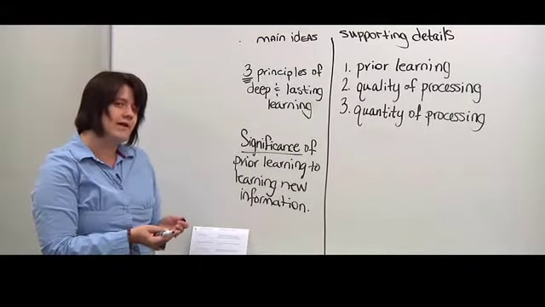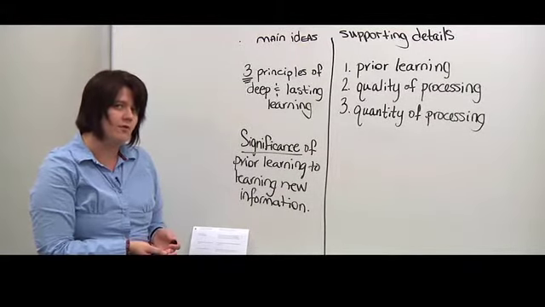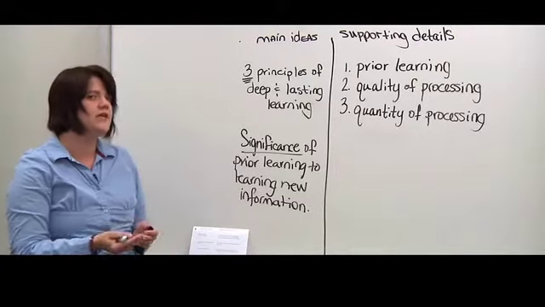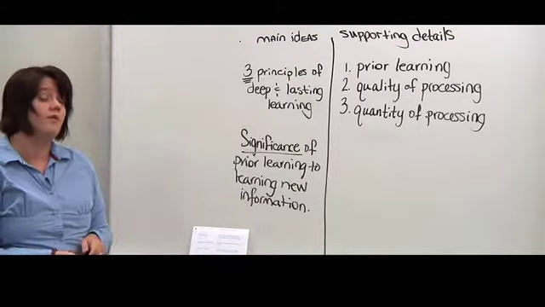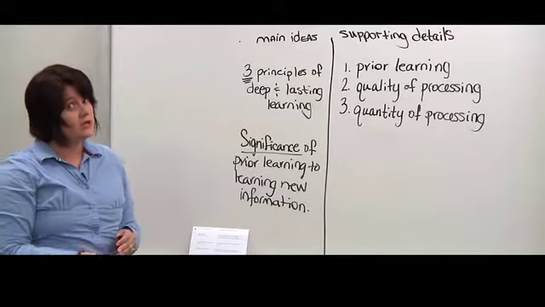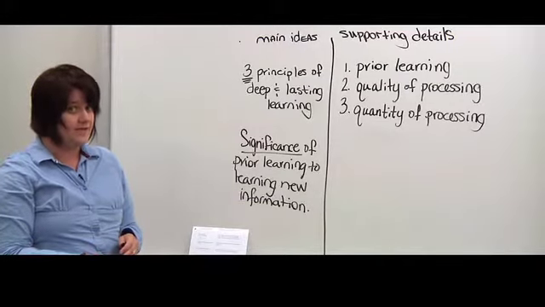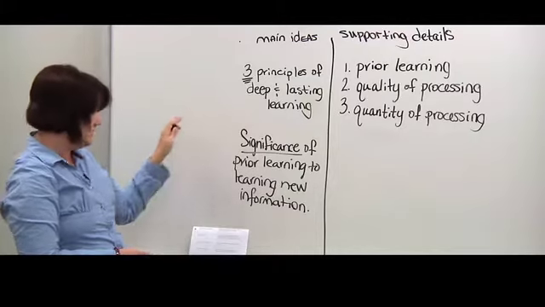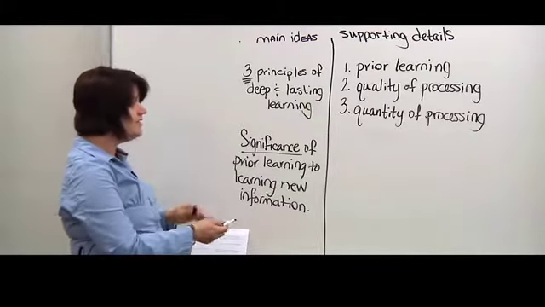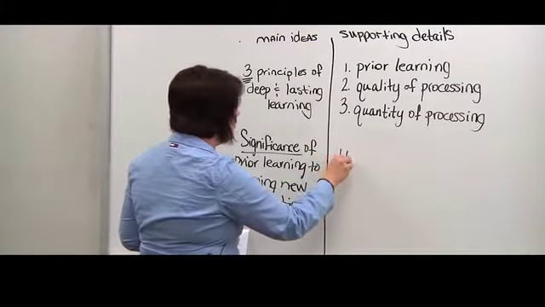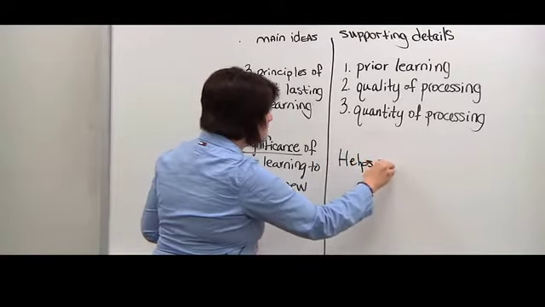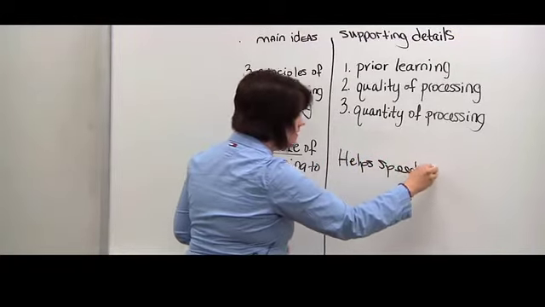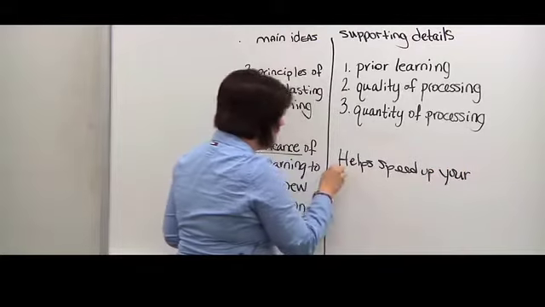Did you notice that I've repeated this about 3 to 4 times now? When your teacher repeats something 3 to 4 times, it's a really good sign that it's going to be on the test. It's also a really good sign that it goes in the main idea column. The reason why prior learning is so important is because it helps speed up your learning process. So it helps you learn faster.